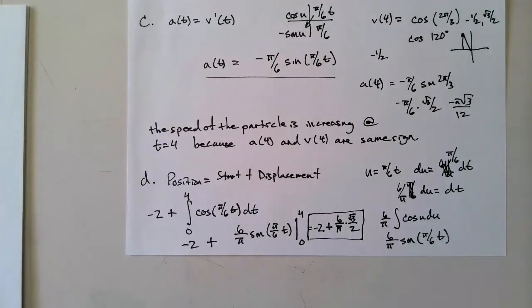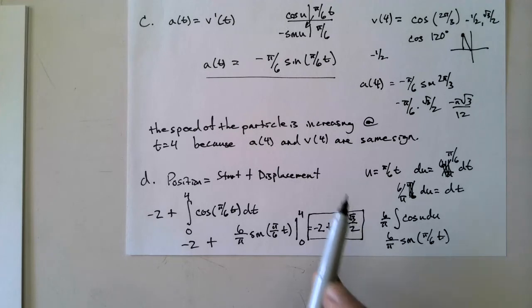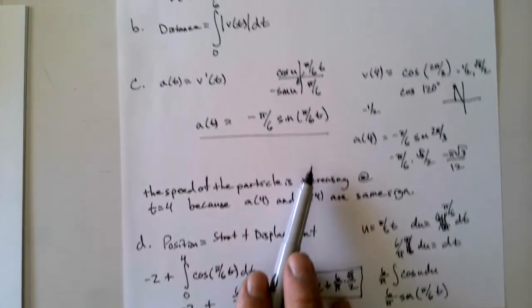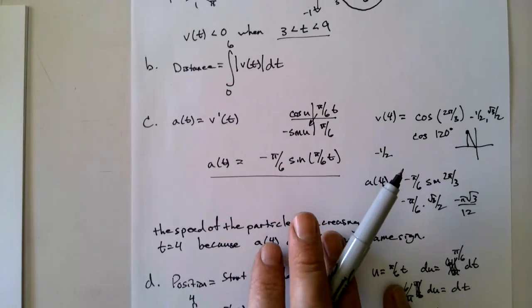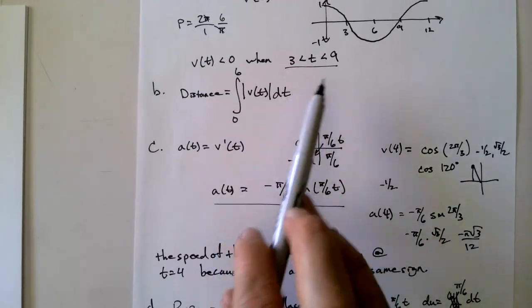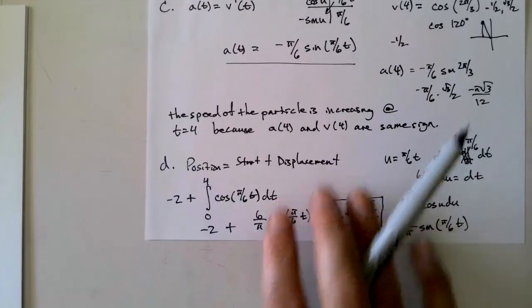I'm just going to really quick here check and make sure that our work is right. Negative 2 plus 6 over pi, root 3 over 2, yes. Speed's increasing for part C, that's correct. Absolute value of the integral, that's correct. And this occurs, yep. So we got 100% on this problem right here.